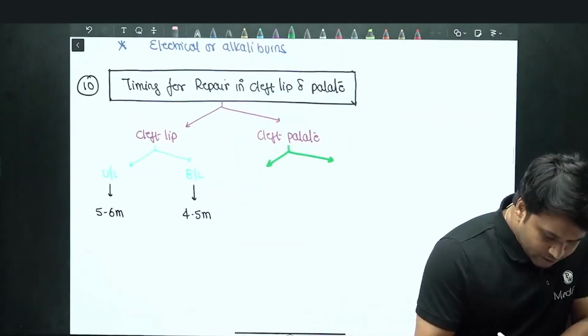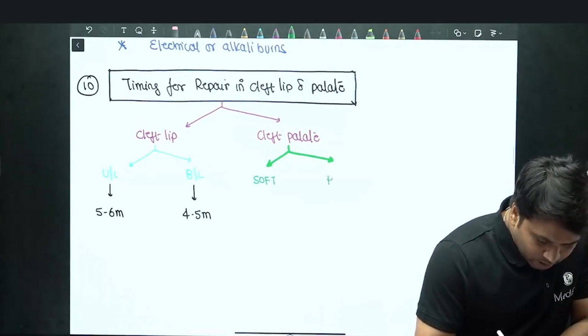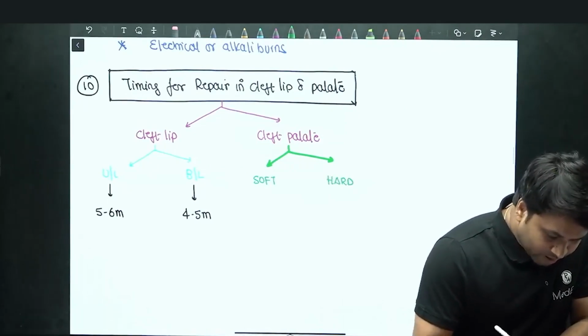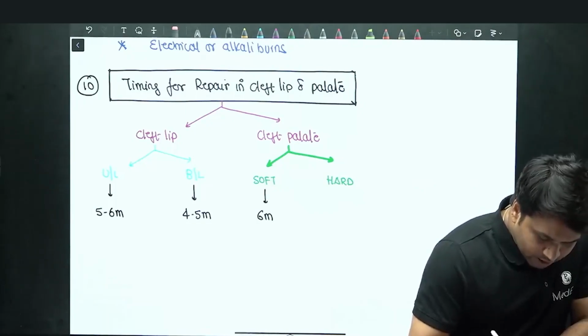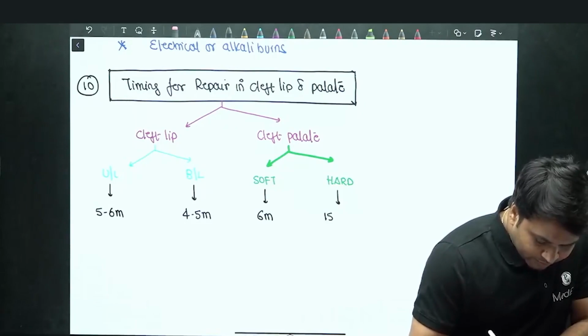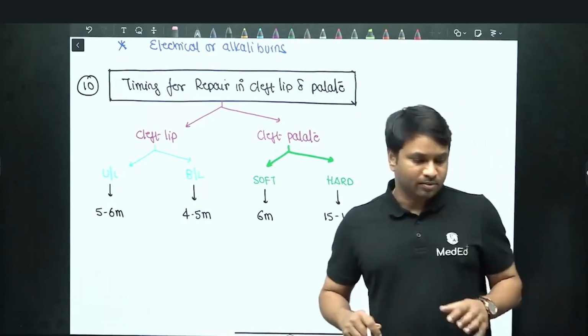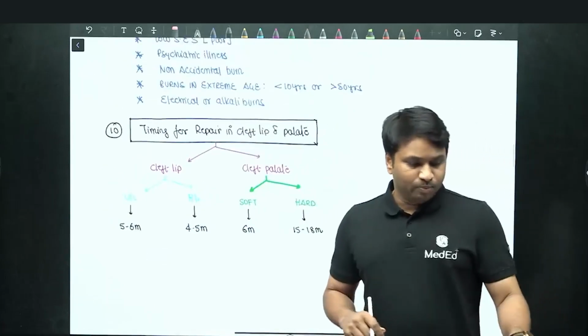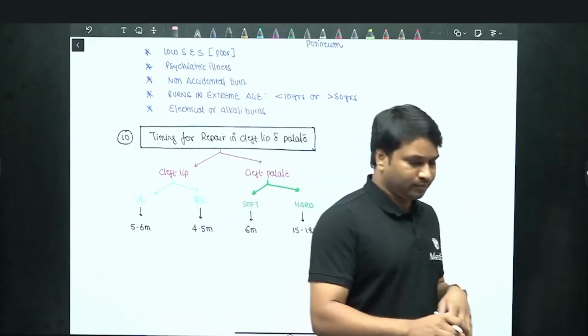We'll see whether we're talking about a soft palate or a hard palate repair. Now, if it is a soft palate, I will repair at 6 months. If it is a hard palate, between 15 to 18 months is the timing for repair. As simple as that. Okay. Now, based upon the combinations, you will answer when to repair what, right?